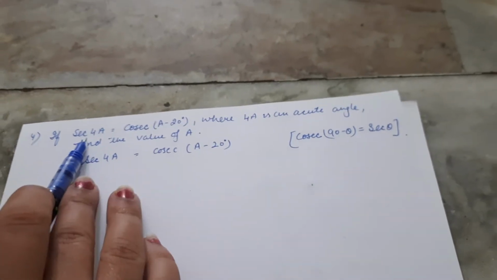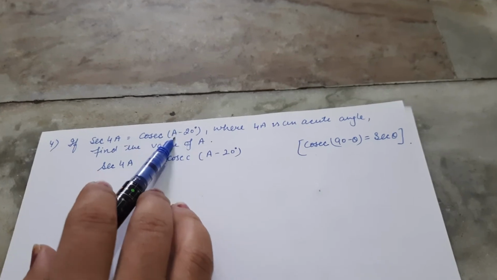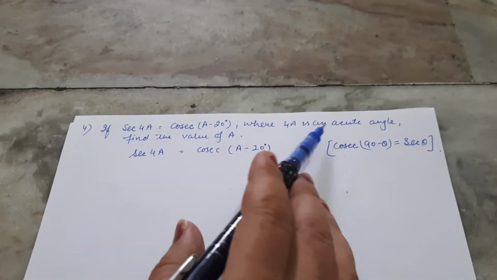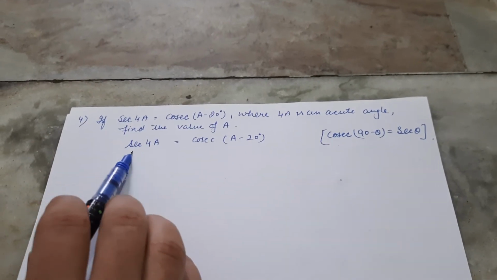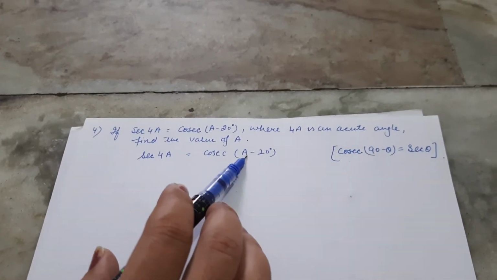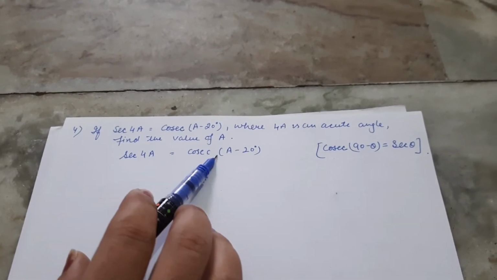The similar way we can find this. If secant 4a is equal to cosecant of a minus 20 degrees, where 4a is an acute angle, find the value of a. So we have secant 4a is equal to cosecant of a minus 20 degrees. One of the angles we can convert into cosecant or secant.